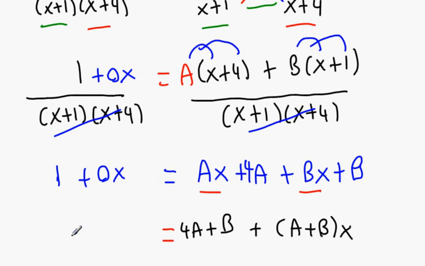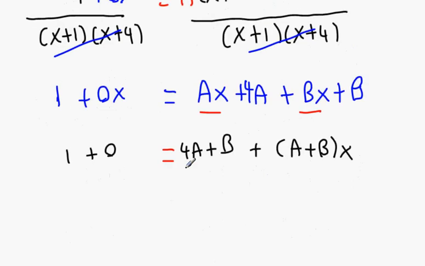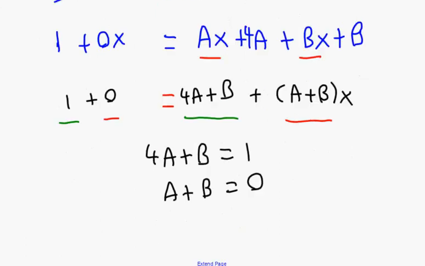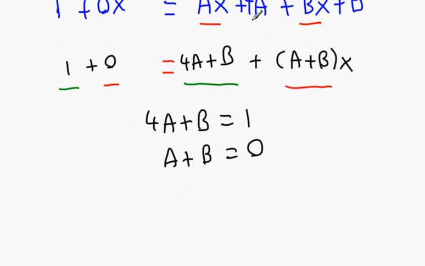Now, the first part is the real number, so this part here is the same as the green part here, and the red one is the same as the red one here. So what you're going to end up with is a pair of simultaneous equations: 4a plus b equals 1, and a plus b equals 0. Now we have to work out what a and b are. To work out what a and b are, we just need to multiply by minus 1.